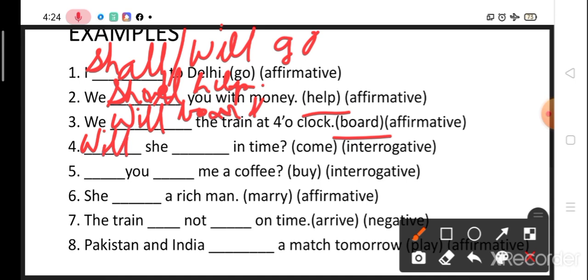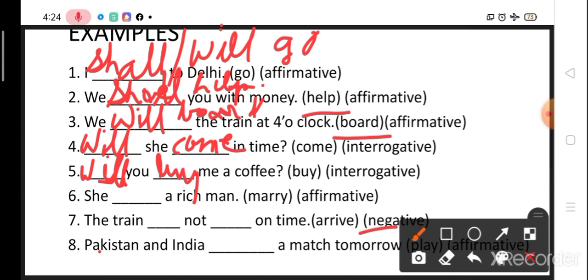Will she come in time? Again, will you buy me a coffee. She will marry a rich man. The train will not arrive.